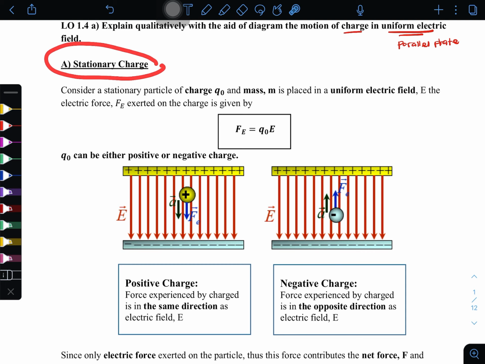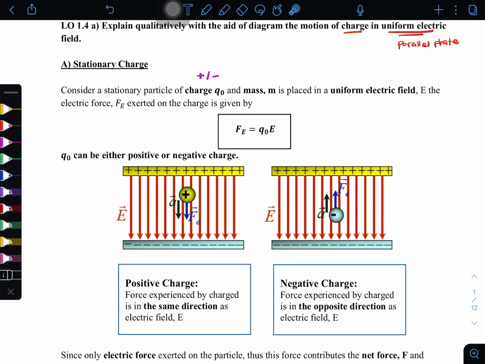So what is a stationary charge? This is a very simple one. It says that consider a stationary particle of charge Q0, which can be either positive or negative charge, and mass M, placed in a uniform electric field, which is in a parallel plate. The electric force exerted on the charge is given by F equals Q0 E.